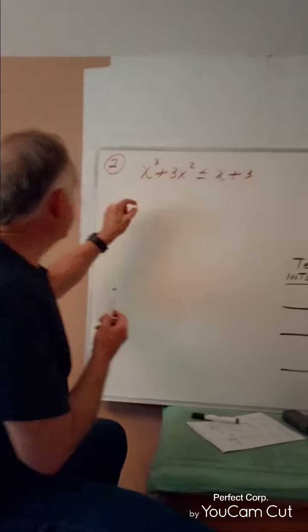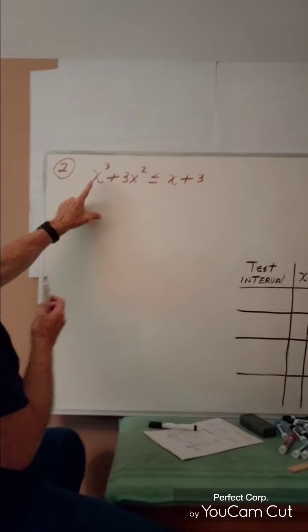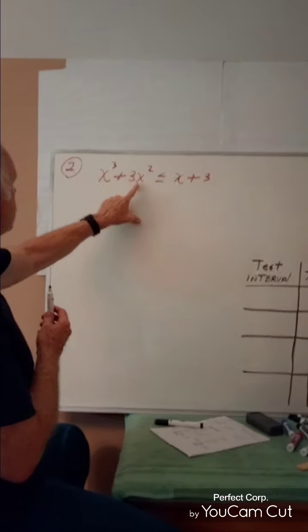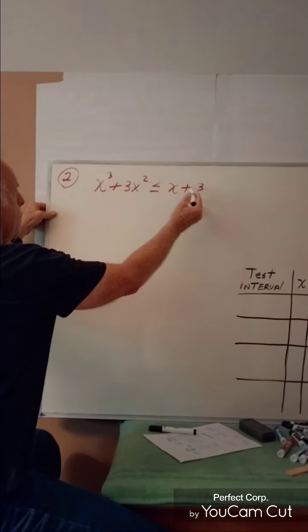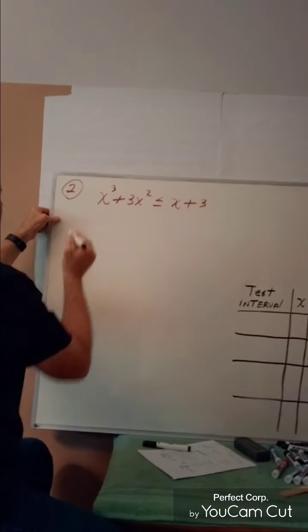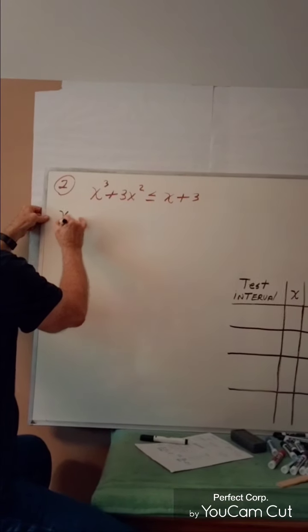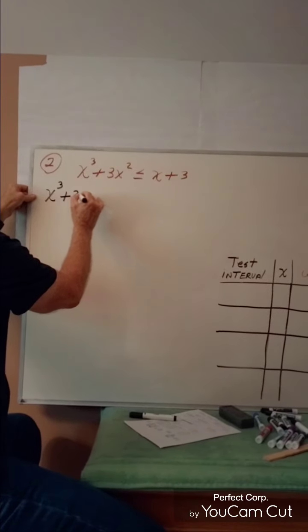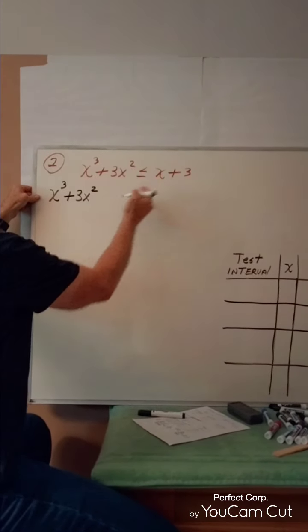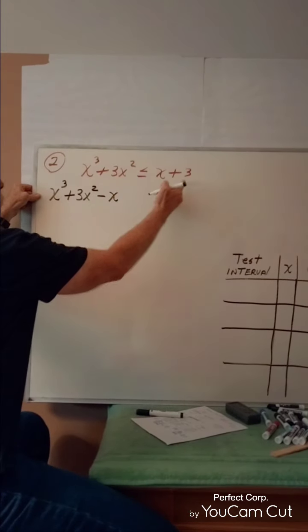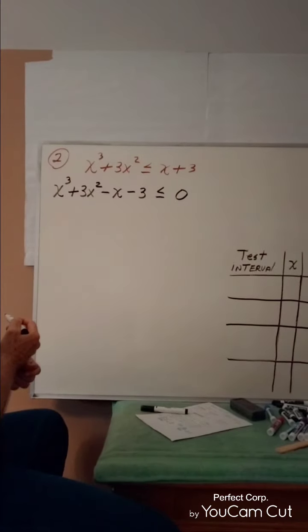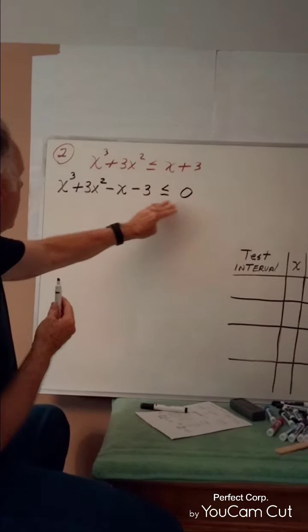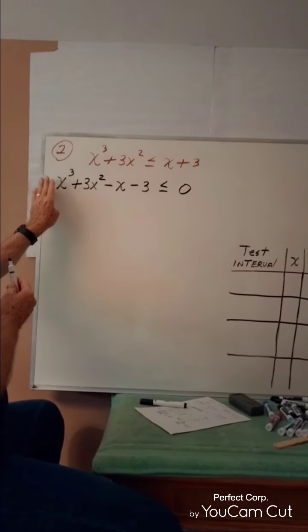Now let's go ahead and take a look at problem number 2. X cubed plus 3x squared is less than or equal to x plus 3. Now the first thing that we need to do is get it, so to speak, in standard form, so that this x plus 3 will be replaced by a 0. So bring down the x cubed, positive 3x squared, move x over, change its sign, move 3 over, change its sign, is less than or equal to 0. Now we gather a little bit more of an idea of what we're looking at here.